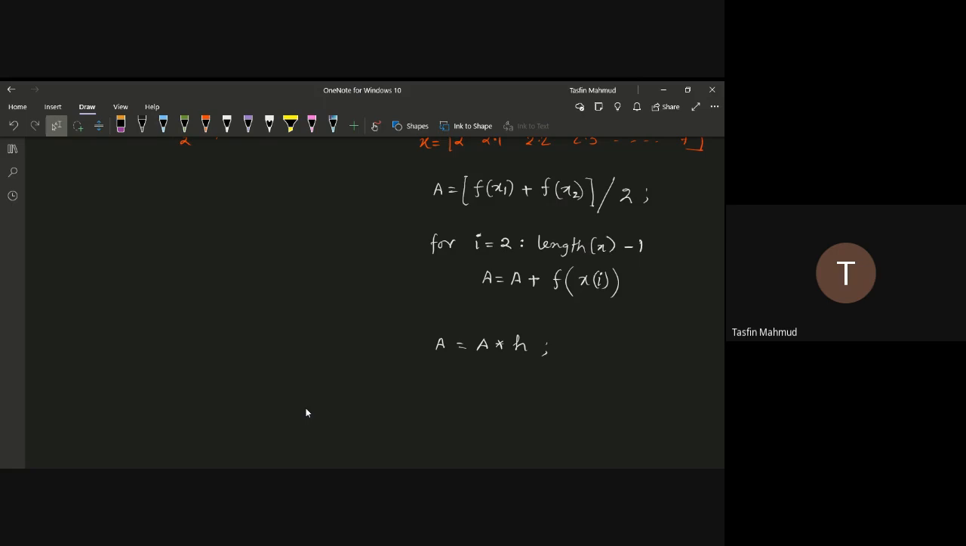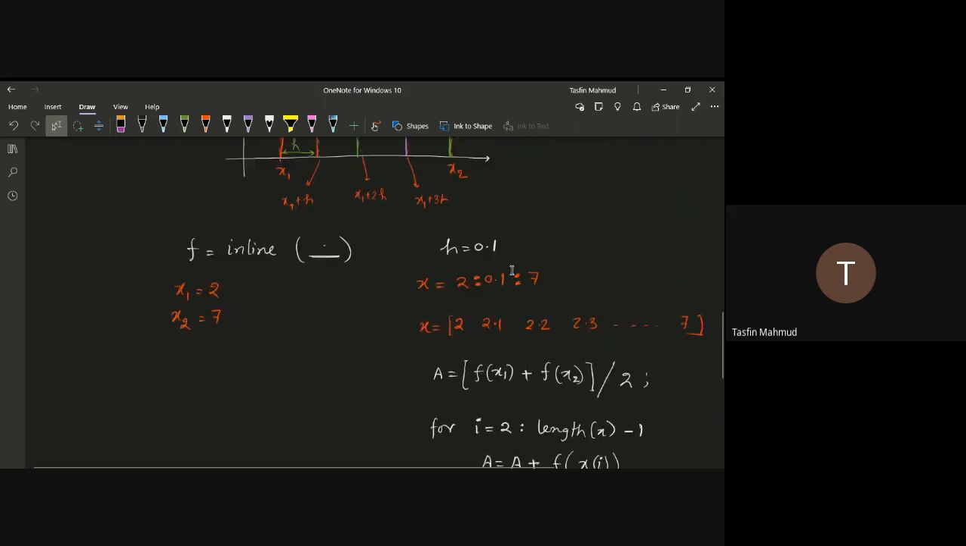Any queries about this algorithm or the trapezoidal rule?